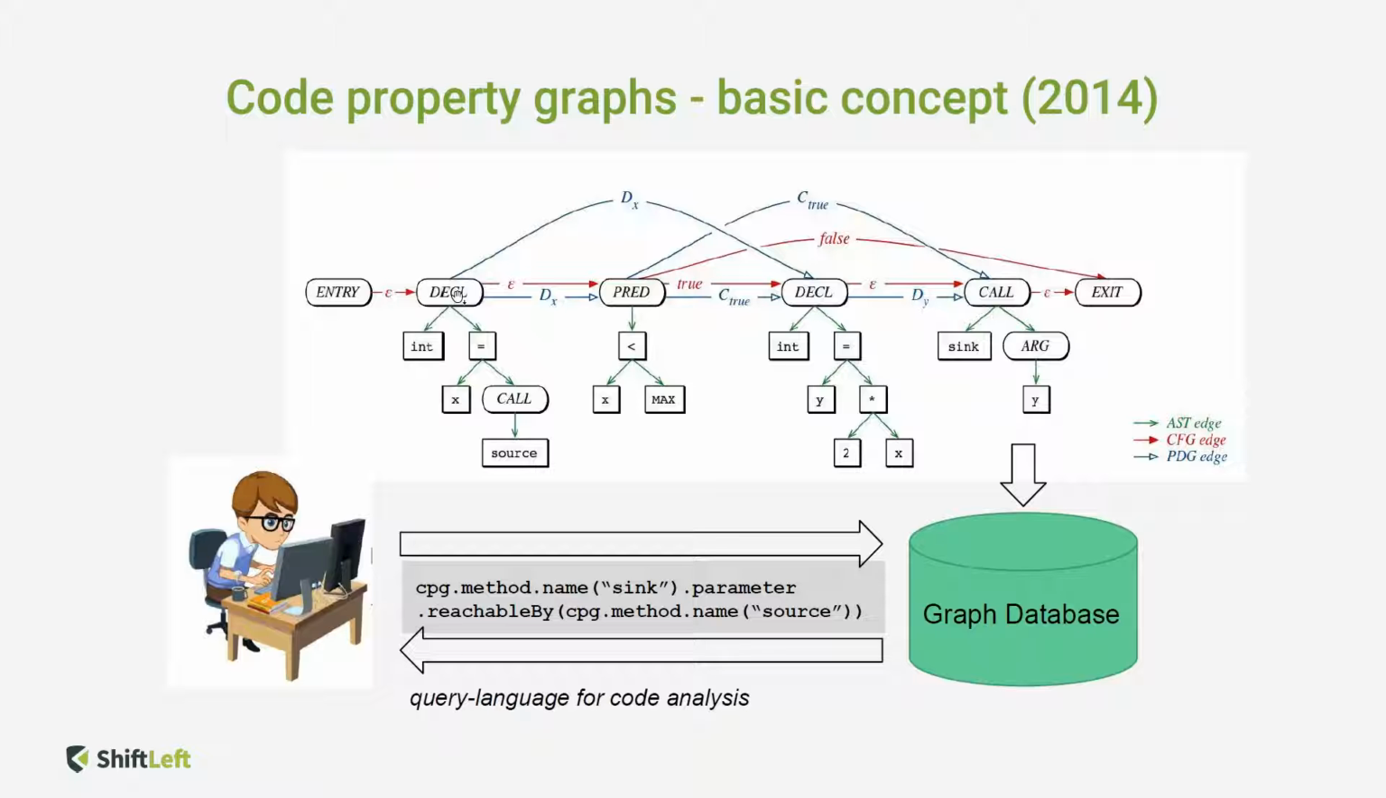So here you see a code property graph from back then, and all that was merged there were abstract syntax tree edges, so information on what the code looks like, then CFG edges, so control flow information, and then finally some data flow information. And we took all of this and put it into a graph database and essentially created a small query language on top of that that will allow you to formulate questions such as, are there any methods called sink and they have parameters that are reachable by methods called source?